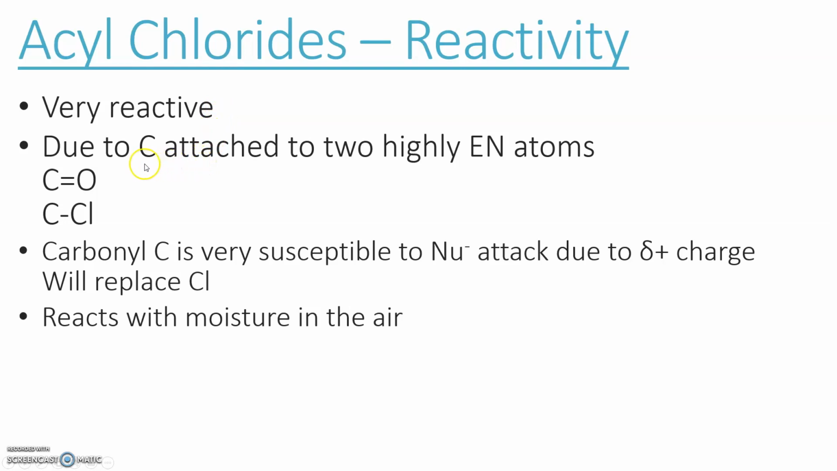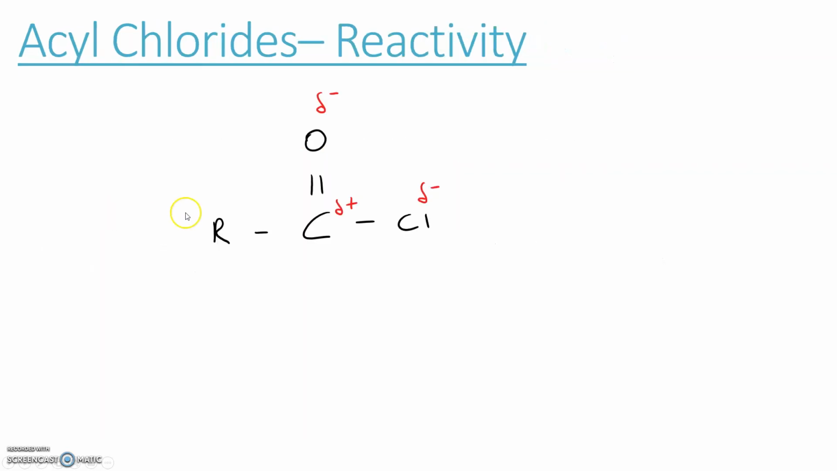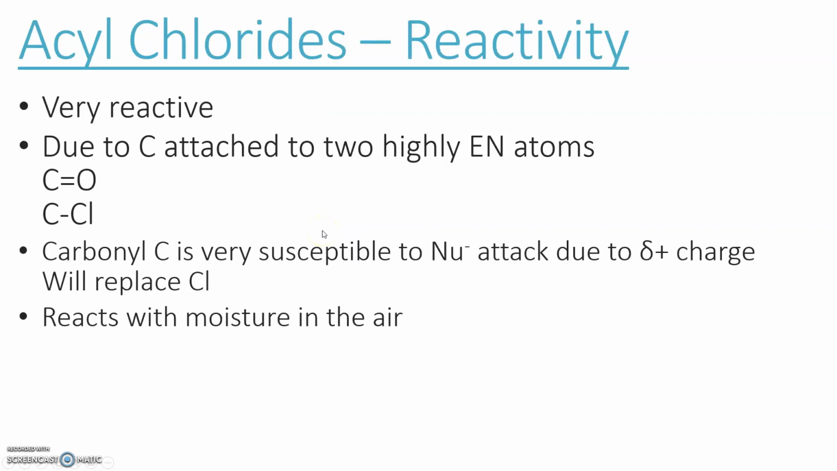The reason for that is that we have a carbon attached to two highly electronegative atoms, the O and the Cl. And what this means is that we end up with this becoming quite a positive region. Okay, the electrons are pulled away. The electrons in these bonds, these shared electrons forming the covalent bond between the atoms, are drawn away from the carbon, leaving an exposed positive region here. And what we see here is that C is very susceptible to nucleophilic attack.